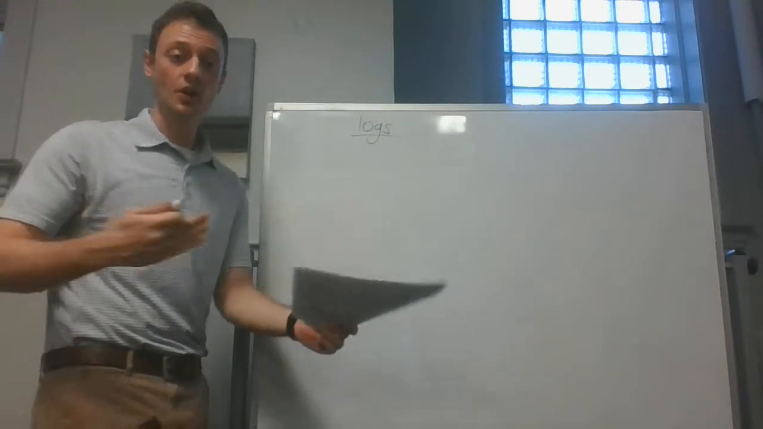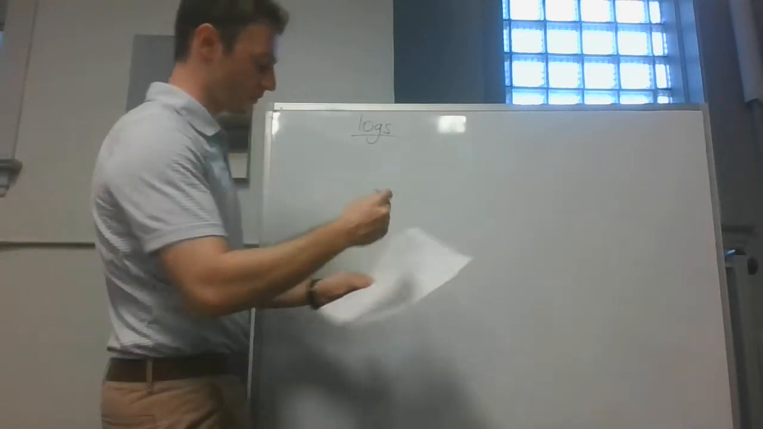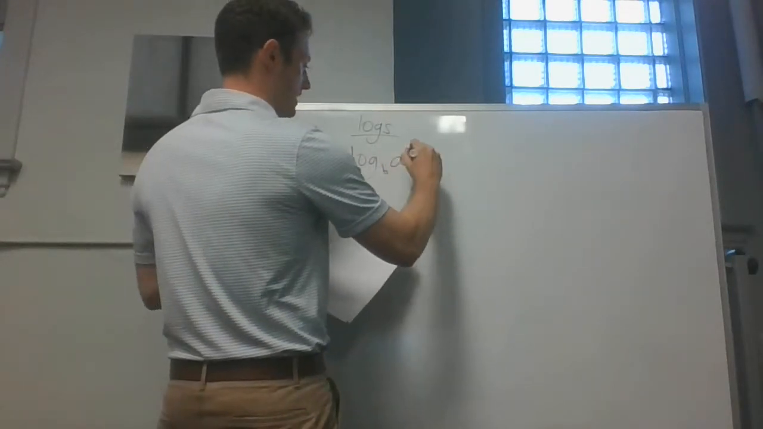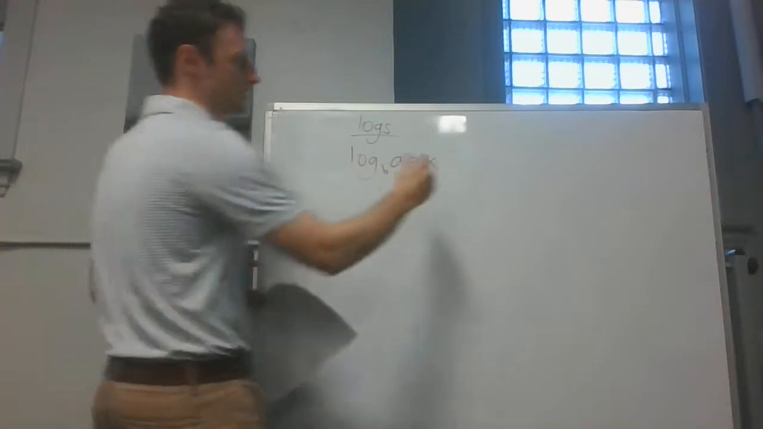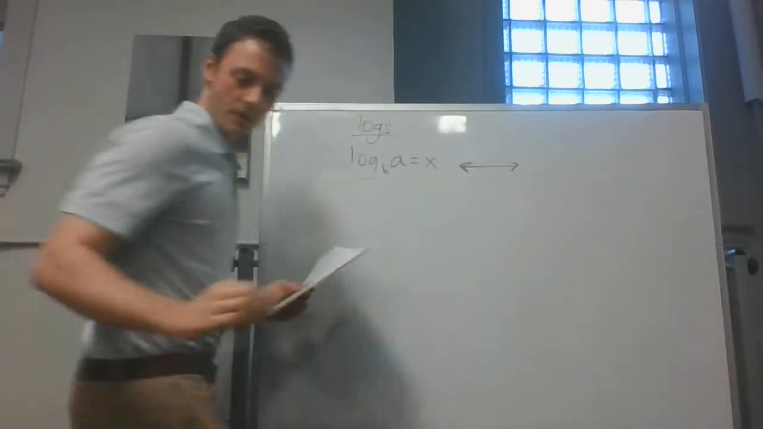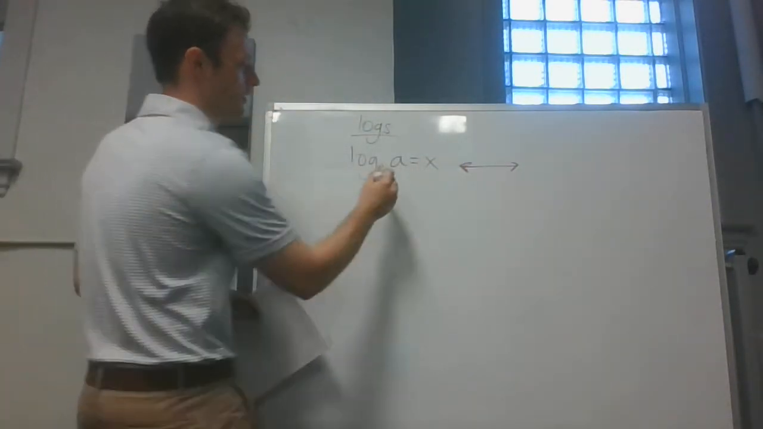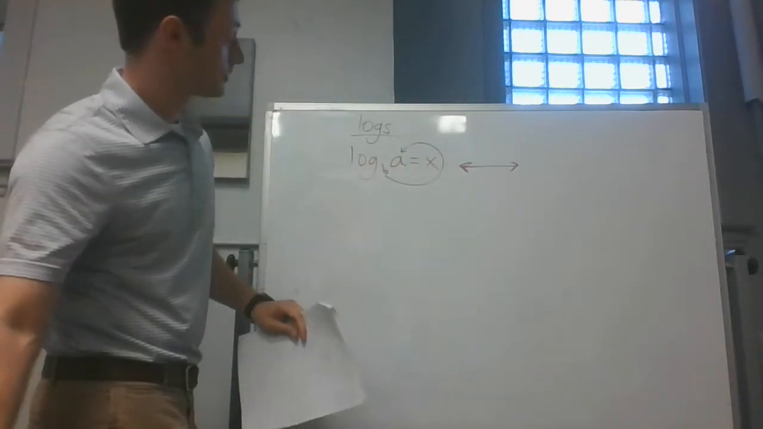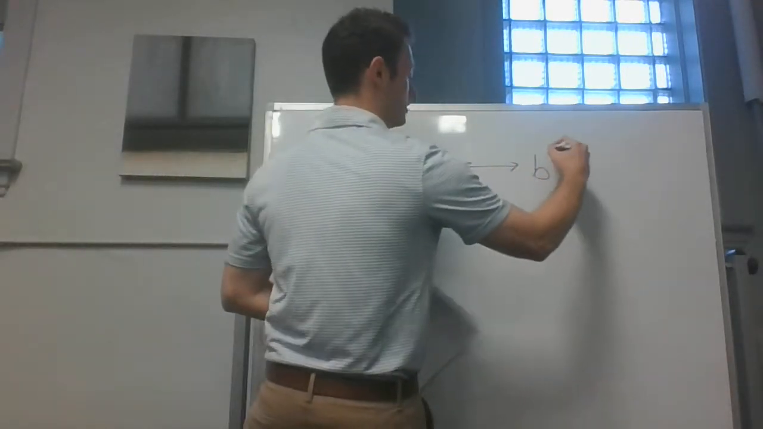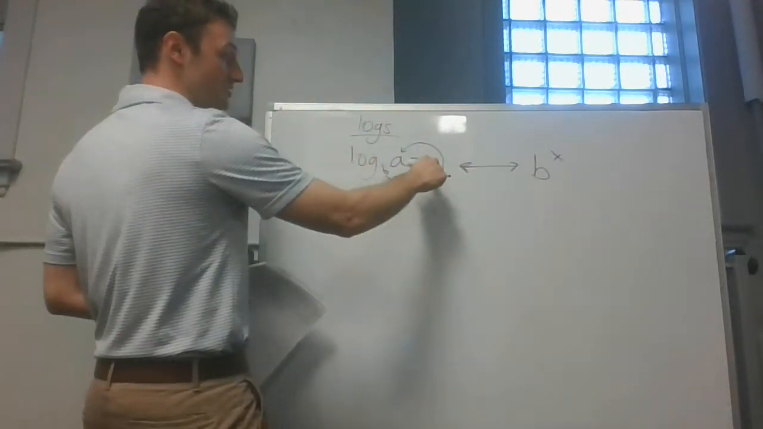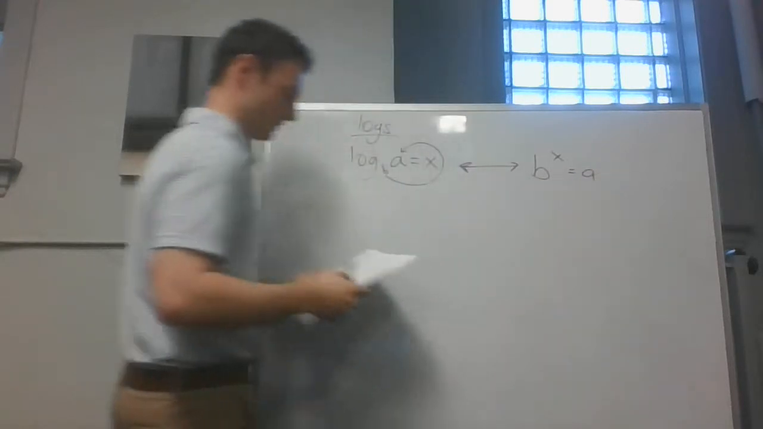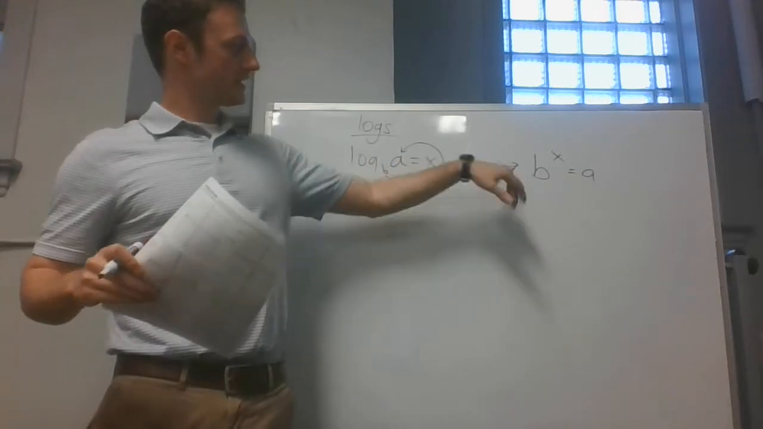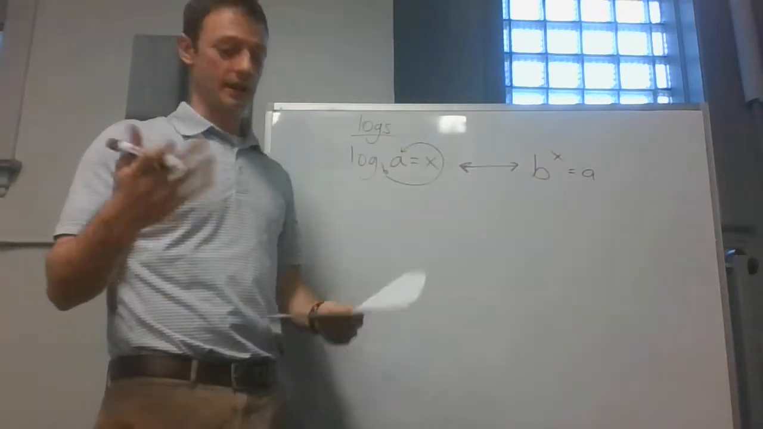All right, remember with logs, we can write them in log form or in exponential form. So you have log base b of a equals x. To change this to exponential form, remember, if you had me for algebra 2, I talked about this little loop-de-loop method, where you start with the base, you take it to the answer, and that's equal to your argument. All right, so log base b of a equals x. That's the same as b to the x is equal to a.